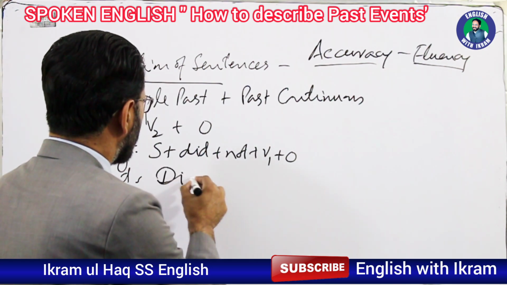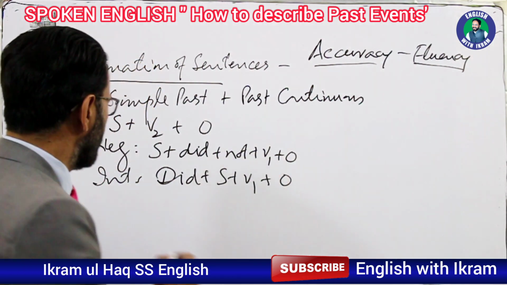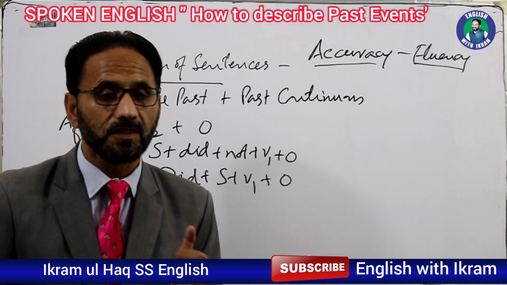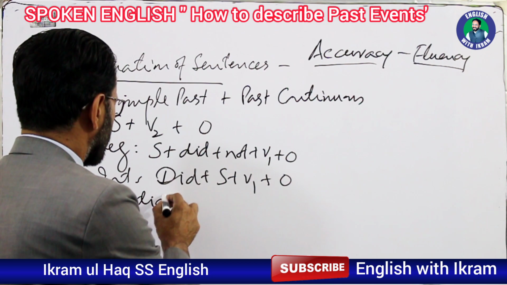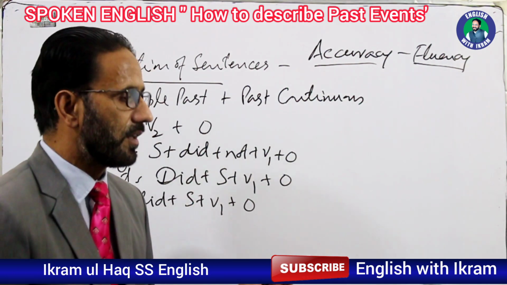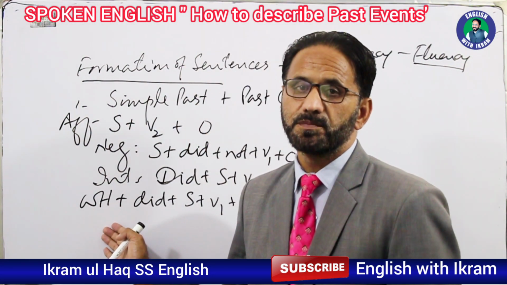It is did plus subject plus V1 plus object. And when we use a WH word, the second formation of interrogative sentence, it is WH word plus did plus subject plus V1 plus object. You have to follow this structure whenever you want to say something about simple past.